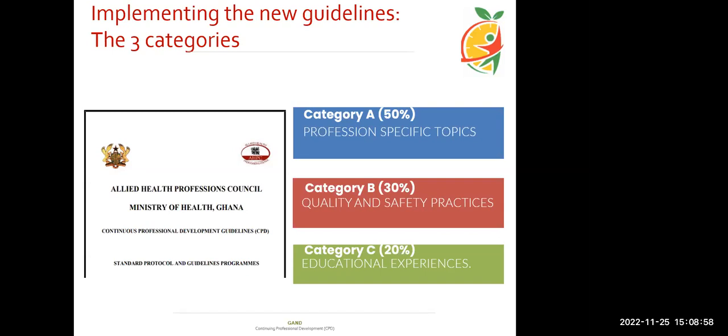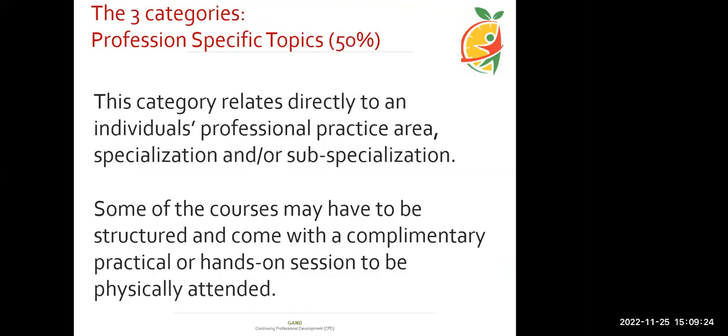Then the second category is quality and safety issues. So you need to be able to know things that relate to how to ensure high quality service. And then the third category is the educational experiences. So these are the three categories we proposed. Now, 30% is coming from category B, and then 20% from category C. Good. At this point, I'm just reading what is in the guidelines that was shared.